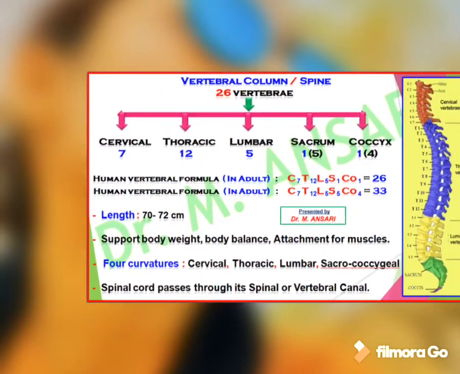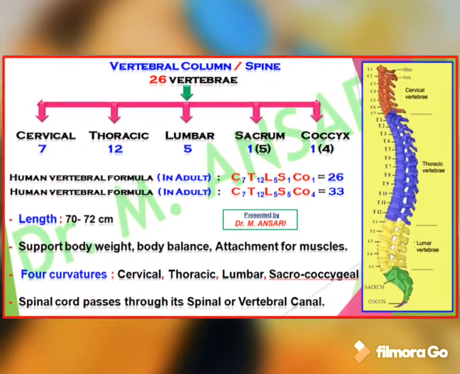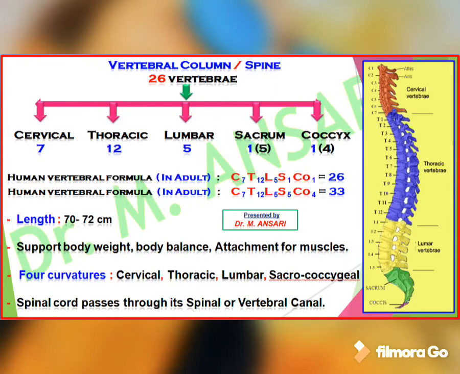The vertebral column, which is also called the spine, consists of 26 vertebrae which are grouped into 5 categories, that is cervical vertebrae, thoracic vertebrae, lumbar vertebrae, sacrum and coccyx. In an adult, the human vertebral formula is given as C7, T12, L5, S1, CO1 equals 26.